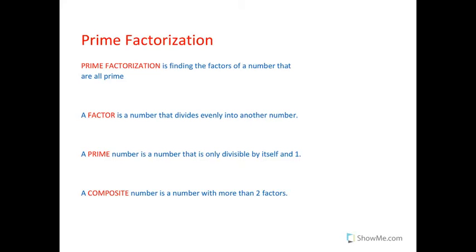A factor. What is a factor? It's a number that divides evenly into another number. So if I take the number 12, I can divide 12 by 3 and get 4, which means that 3 and 4 are factors. Those two numbers go into 12 evenly. There are lots of factors of 12. 1 goes in evenly, 2, 3, 4, 6, and 12. Those are all factors of 12.